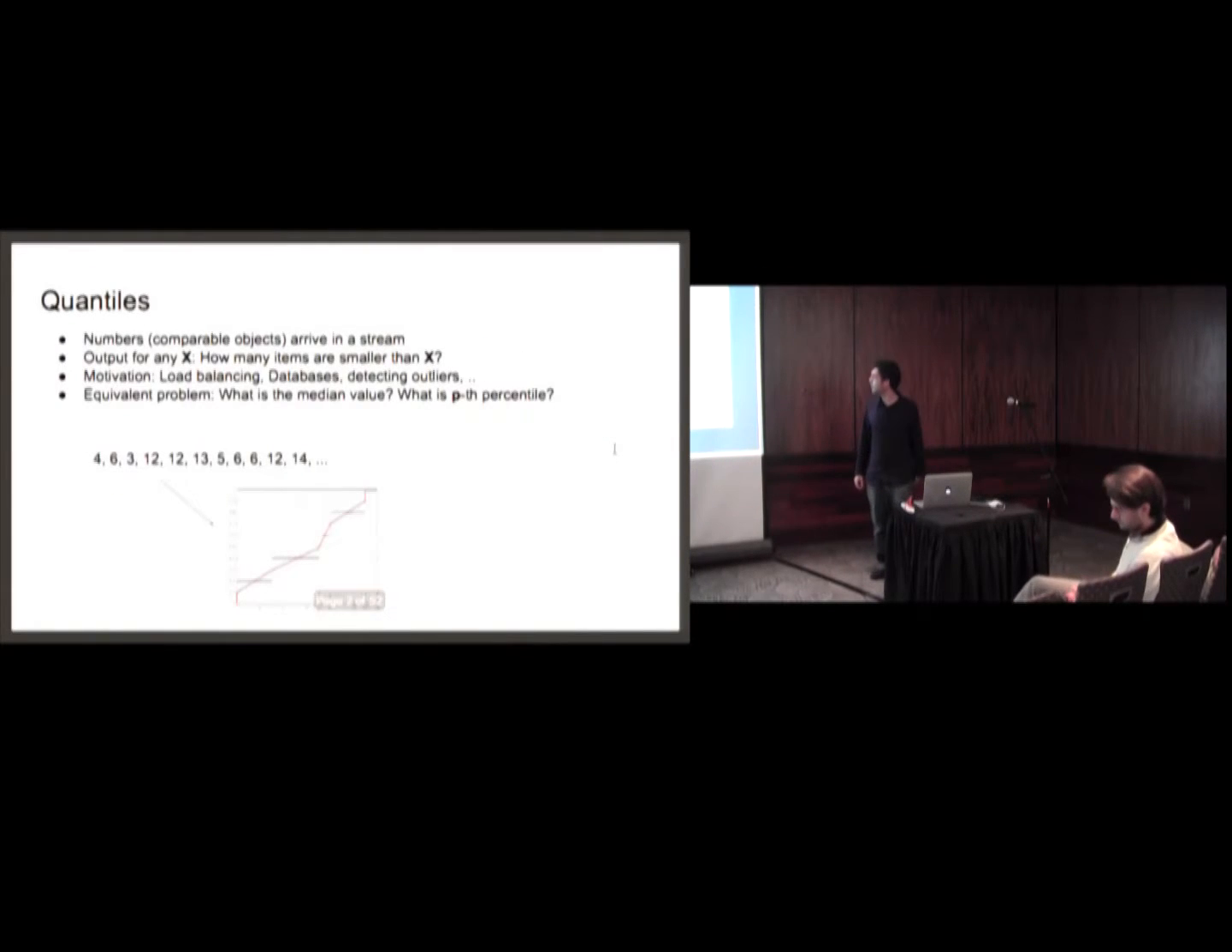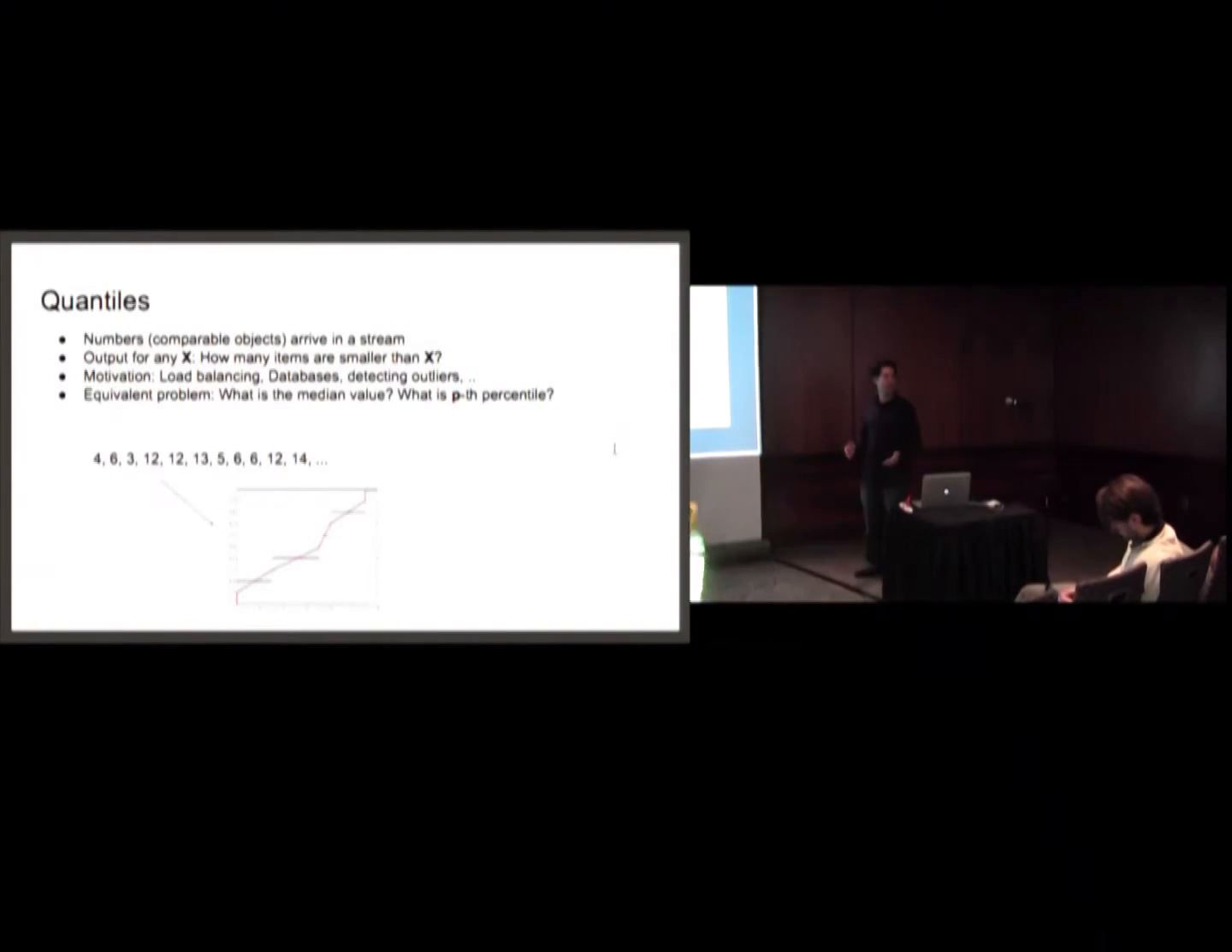So let's talk about quantiles, and the problem is the following. You get a stream of numbers, or actually any comparable item. This could also be documents, like in lexicographical order. And at the end of the stream, or sometimes in the middle, you want to be able to answer questions such as, for item X, how many items are smaller than this X? And if you can answer this question for all X, then this is actually a CDF. That's just the probability distribution of the items that you're seeing.